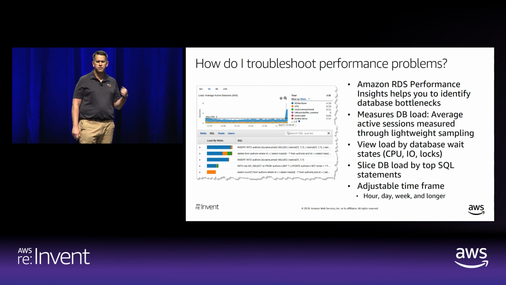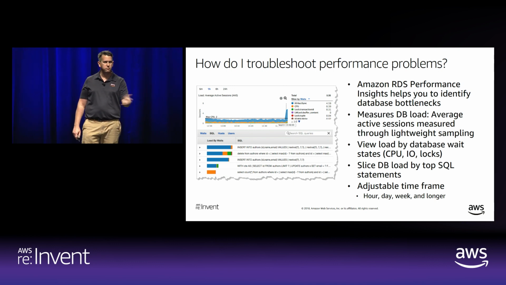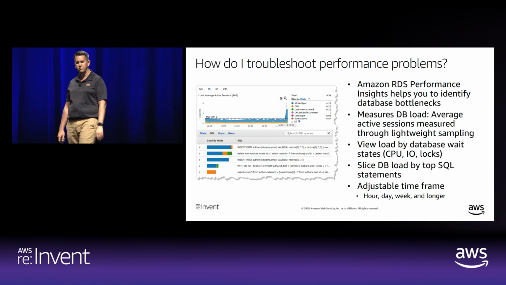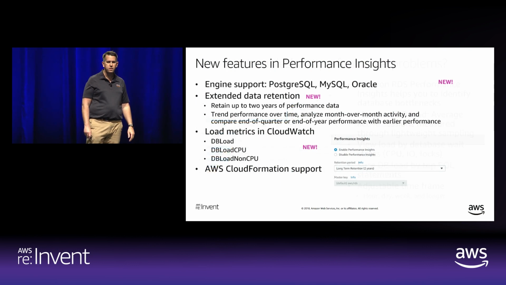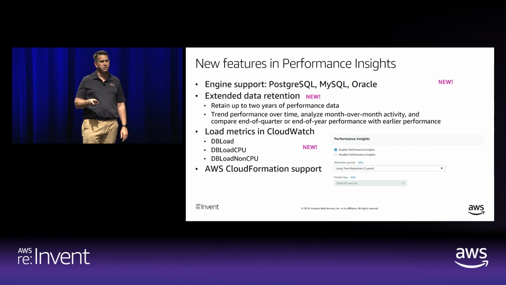By default, you get a week of data that you can slice. So even if something bad happened and it's not happening anymore, you can still go back in time and figure out what's going on. You can look at that adjustable time frame. As I mentioned, we added support for Postgres, MySQL, Oracle.